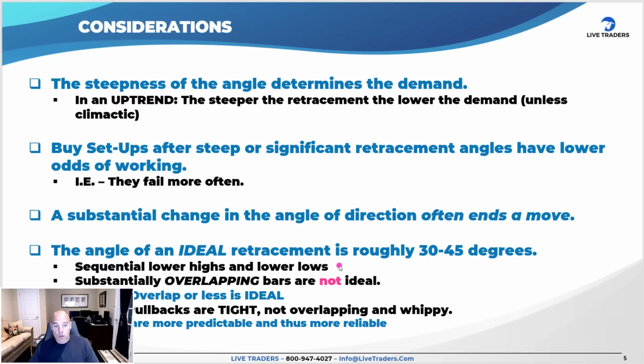Sequential lower highs and lower lows, substantially overlapping bars are not ideal. Substantially means more than 50%. I'll repeat. Substantially means more than 50%. Now, obviously, ideal overlap is in that 20 to 30% range. But you really don't want to see 70% overlap, 80% overlap. It's not what you want to see. There's a battle being fought there, and you don't really want to see a battle being fought, okay? Quality pullbacks are tight, not overlapping, and they aren't whippy either. They're more predictable and thus more reliable, and more reliability typically means more money, typically speaking.